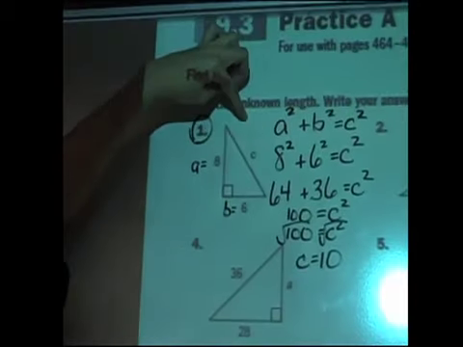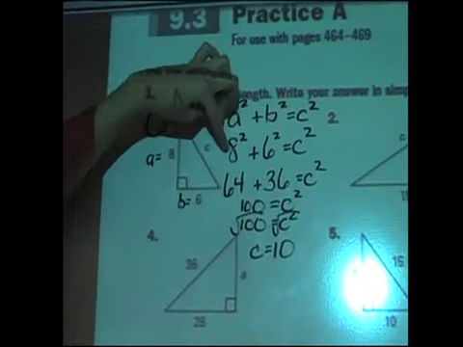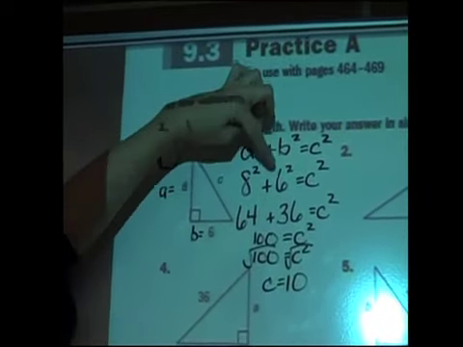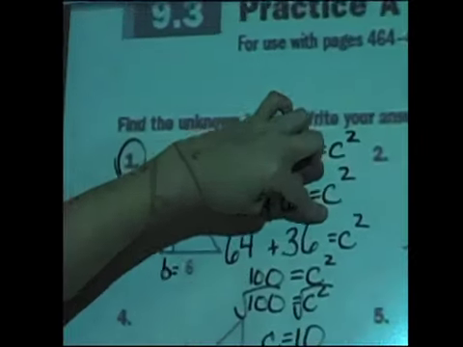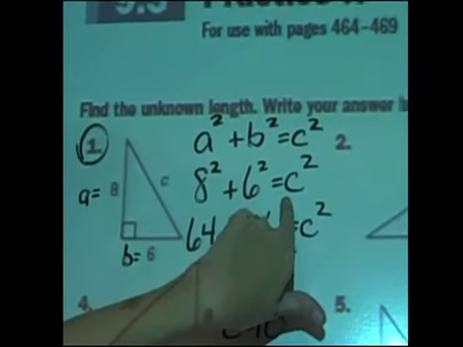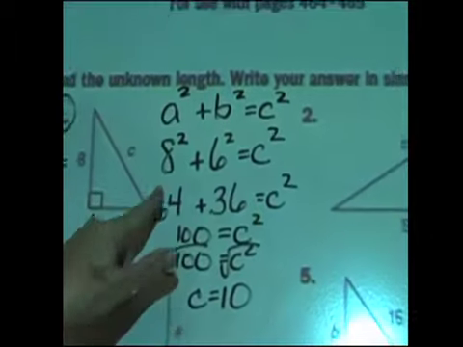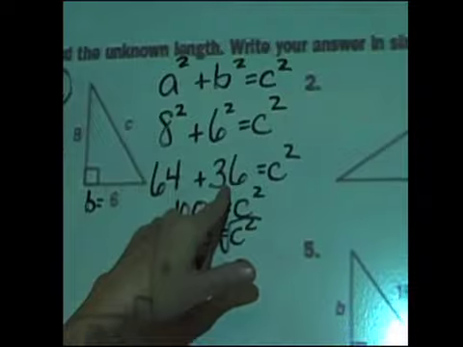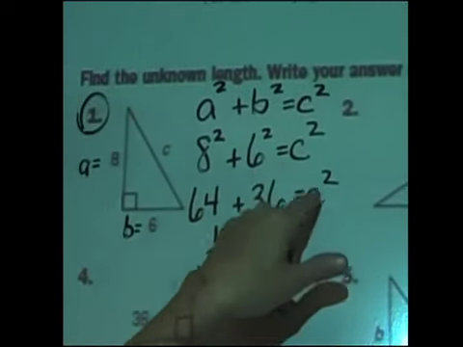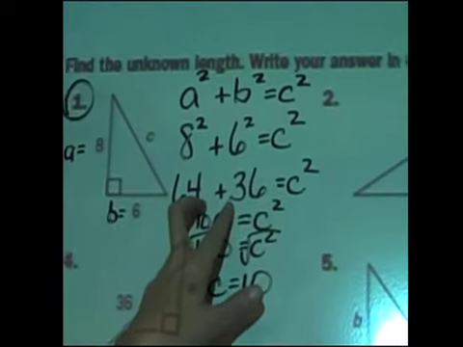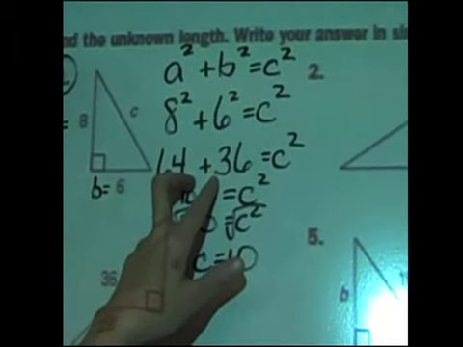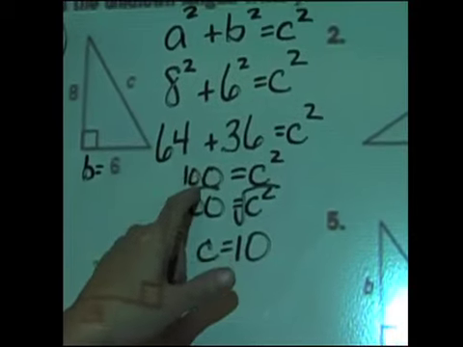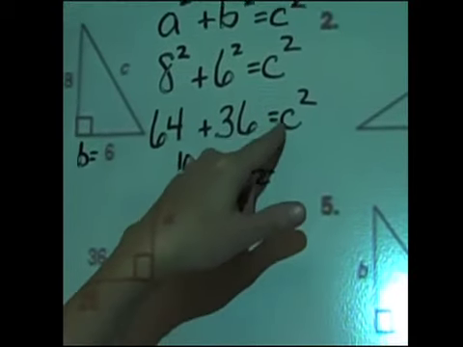Now you're going to substitute it in. My A is 8, so I have 8 squared plus my B right here is 6. 6 squared equals, and we do not know the length for C, so it's C squared. Now you solve. What's 8 times 8? 64. Bring down your plus. 6 times 6? 36. Equals C squared. Now what do you do with these two? You're right. Add 64 plus 36, which is 100, equals C squared.